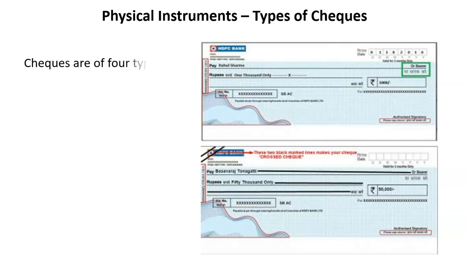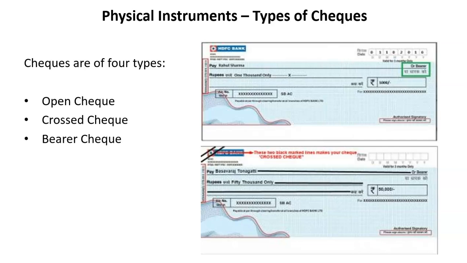So there are four types of checks: open check, cross check, bearer check, and order check. Open check means which is not crossed. Cross check, it goes to the account of the payee only. It cannot be encashed at the counter.